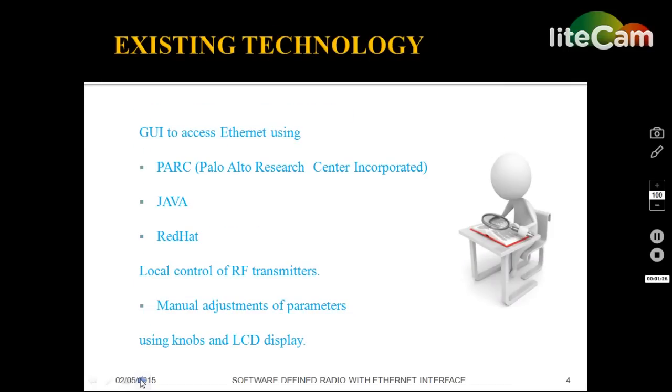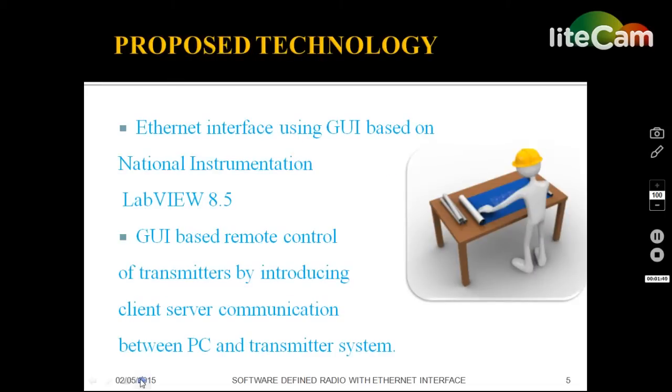Existing technology. GUI is used to access Ethernet using a Spark, Java, Red Hat, and local control of RF transmitters is done by manual adjustment of parameters using knobs and LCD display. Next is proposed technology.